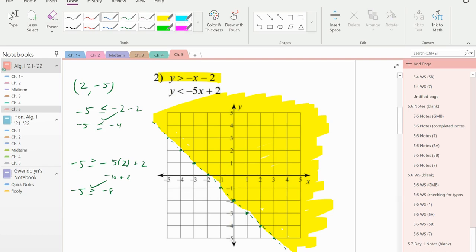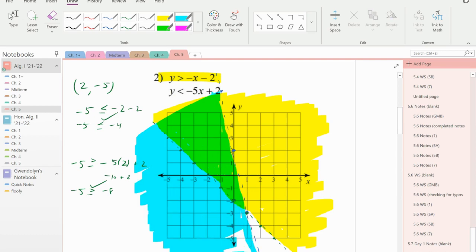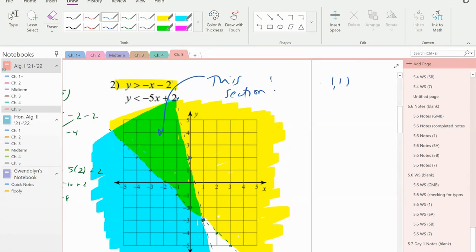Okay. Other one, down 5, right 1. Also, we could go up 5, back 1. Also doesn't include the equal, so we do a dotted line. We want to be under it, so less than it, which means we're going to be looking back here. And it's this green section is the one I'm talking about. So if we pick a point in there, say negative 1, 1. Is my y greater than the opposite of my x minus 2? It sure is. Is my y less than negative 5 times negative 1, that's 5, plus 2? Is 1 less than 7? It sure is.